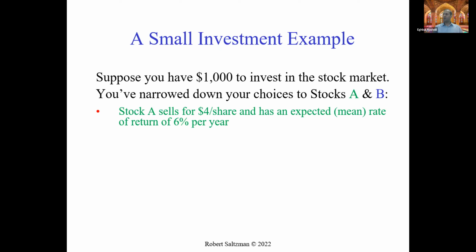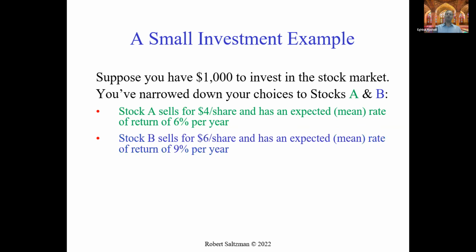You know that these are your inputs. Based on historical data, stock A sells for $4 per share and has an expected rate of return of 6% per year. Suppose you want to find your optimal investment decision for a year from now. Stock B, on the other hand, sells for $6 per share, so it's more expensive than stock A. But its average rate of return is higher: instead of 6% for stock A, it's 9% for stock B.